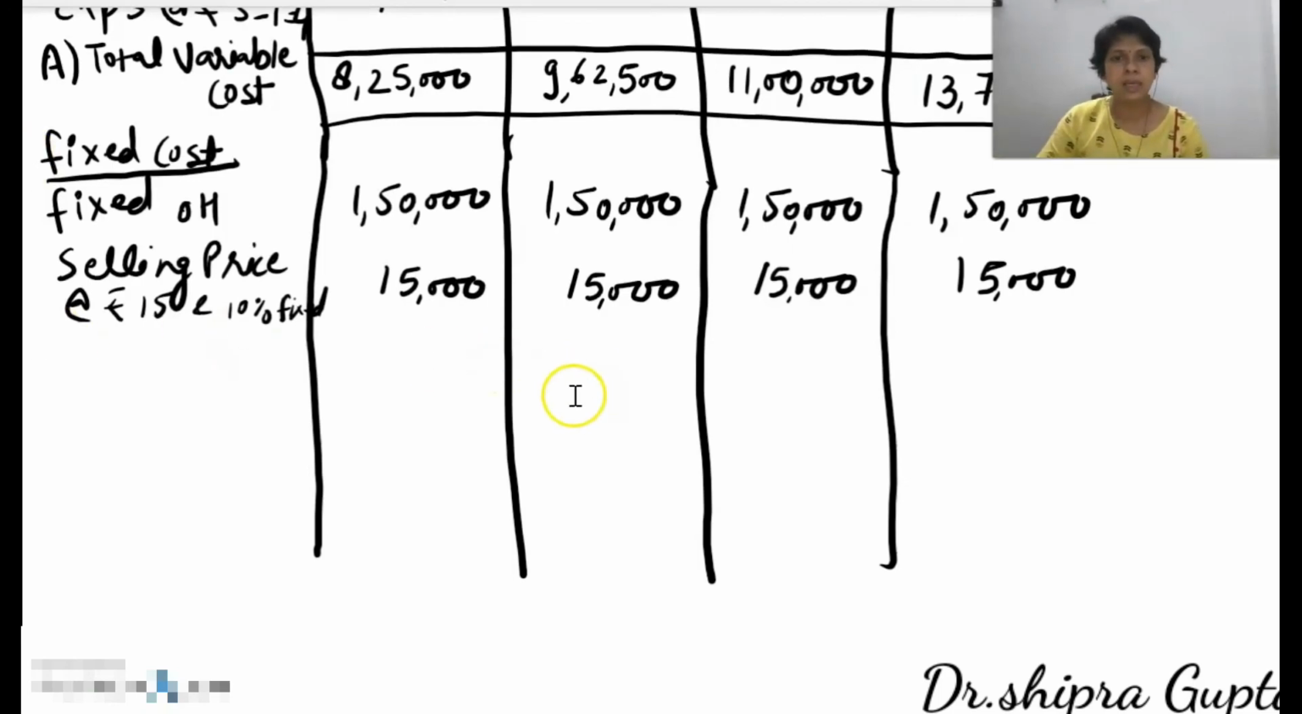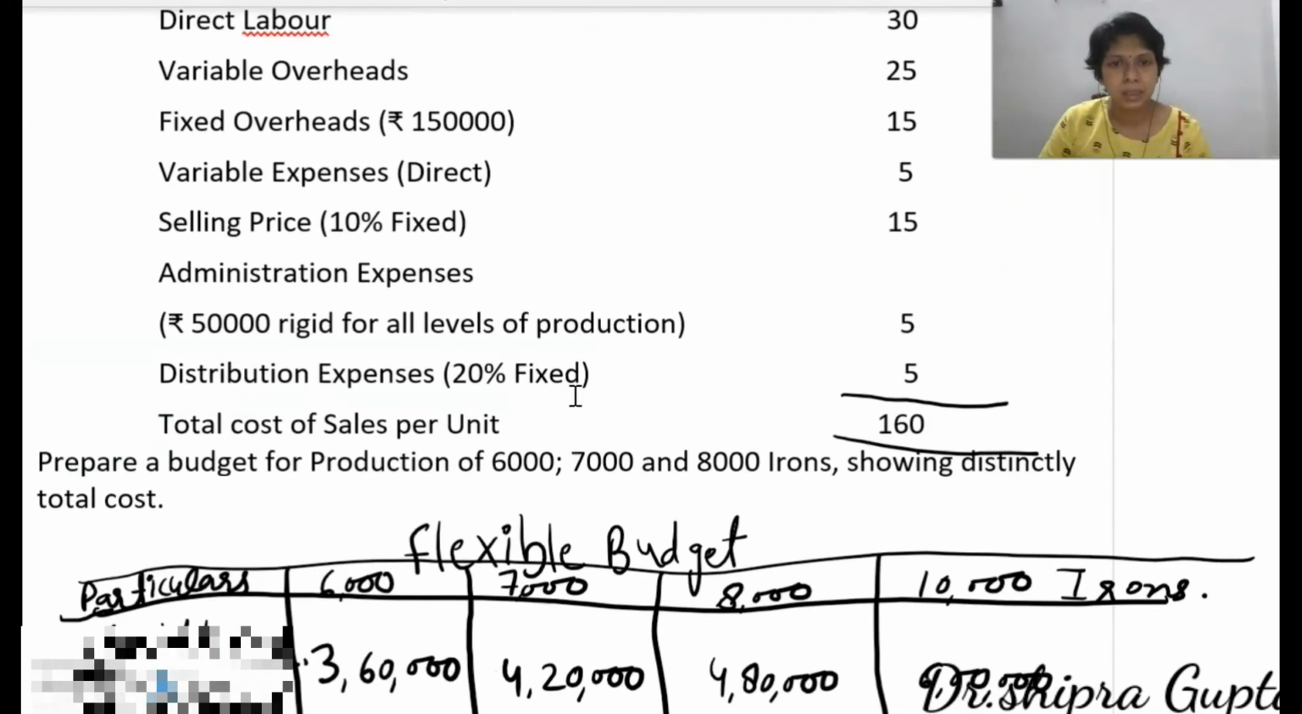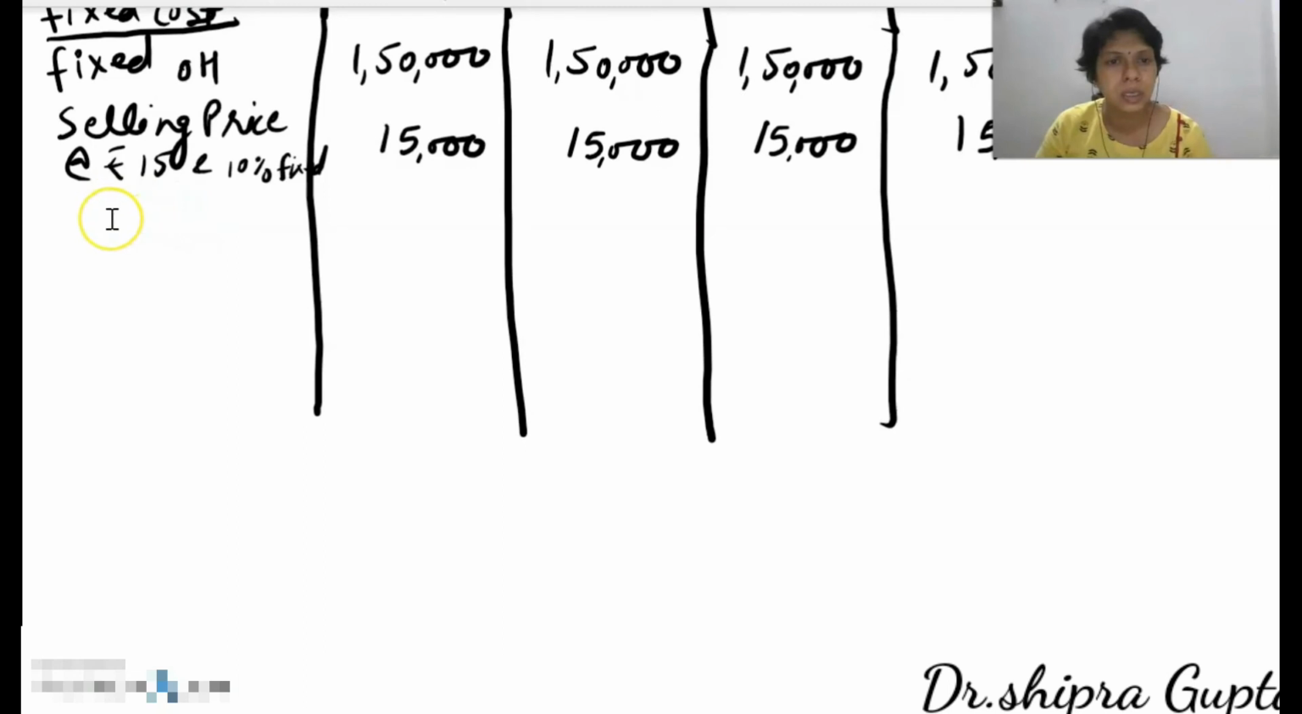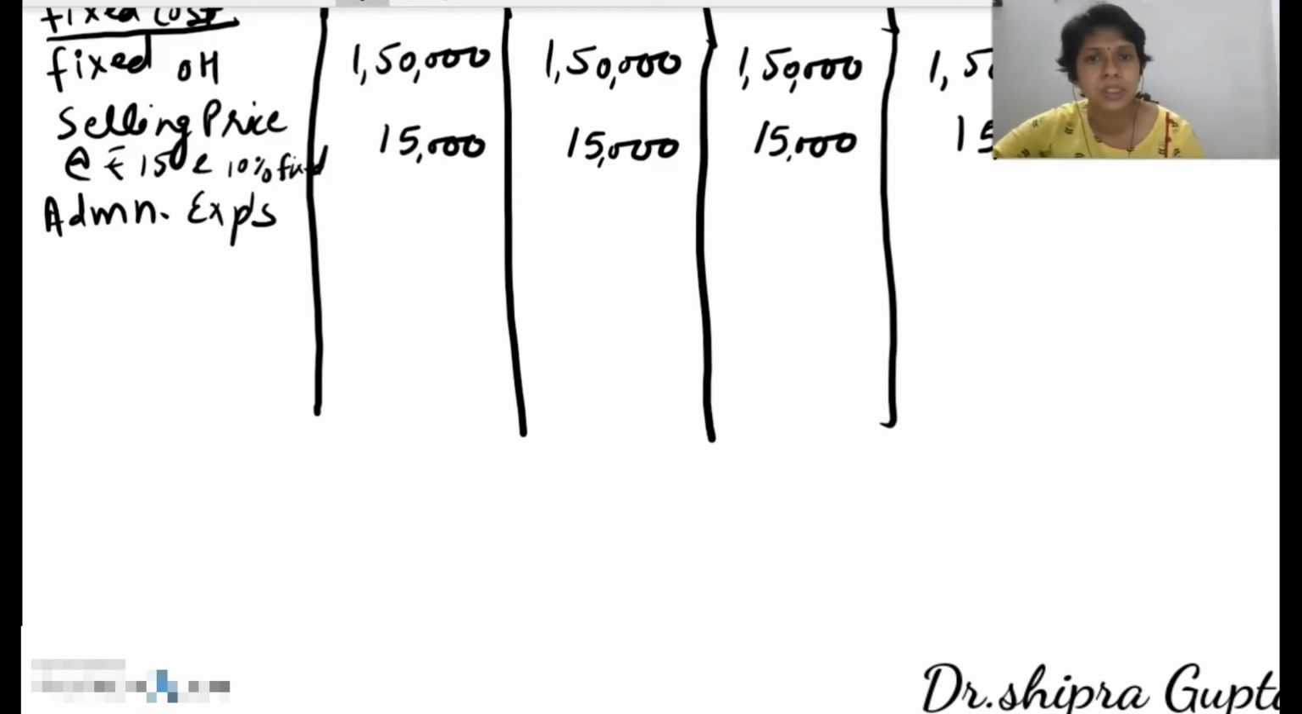Then we will take the next item. The next item is administration expenses, 50,000 rupees. This whole amount is rigid, that is fixed, and it is already calculated. So we will take this amount in all the columns, 50,000 rupees.